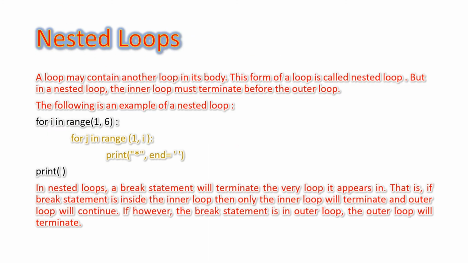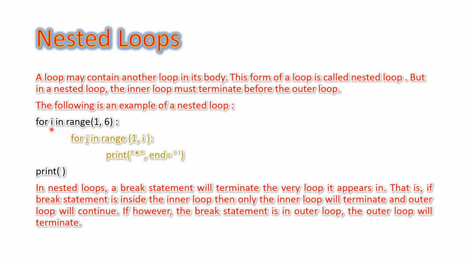Now the next topic is nested loop. A loop may contain another loop in its body. This form of the loop is called a nested loop. But in a nested loop, the inner loop must terminate before the outer loop. For example, here you can see a nested loop.